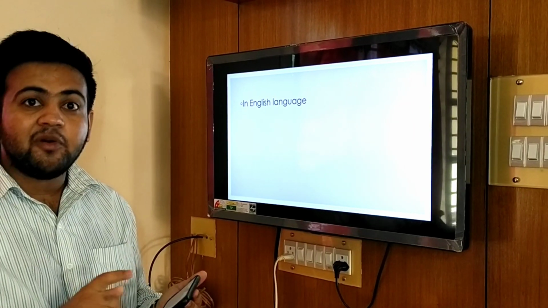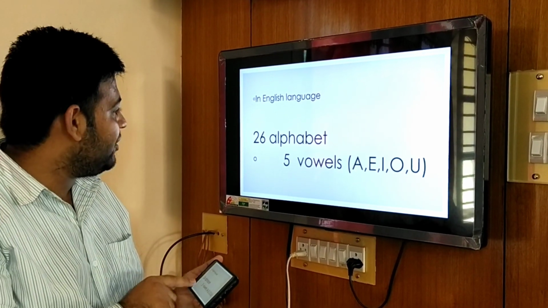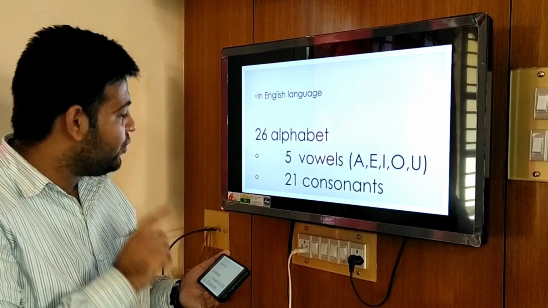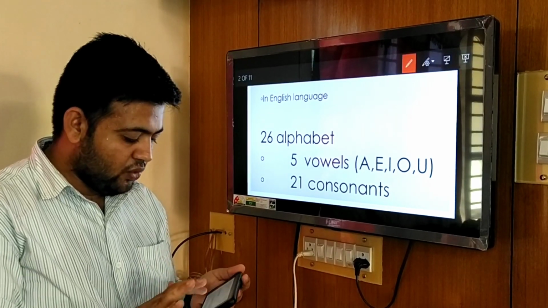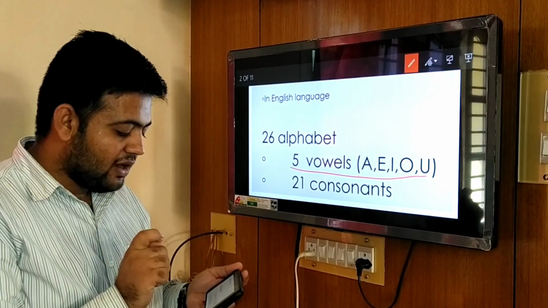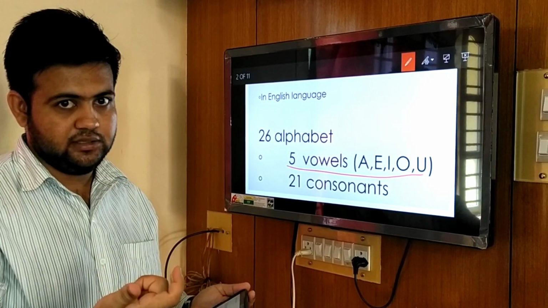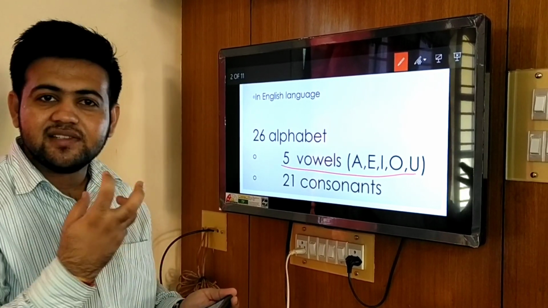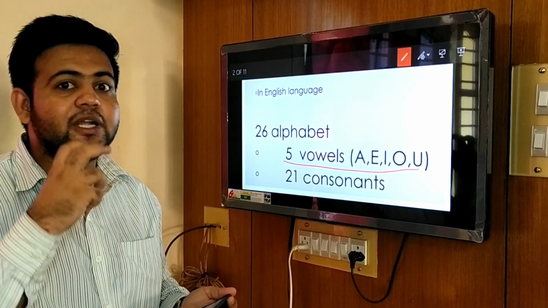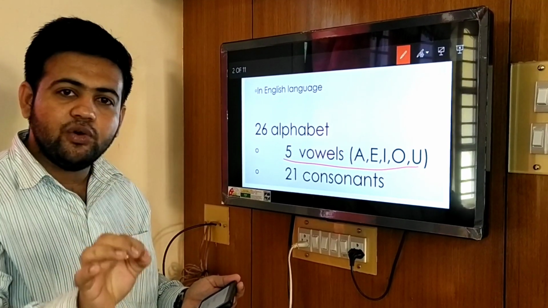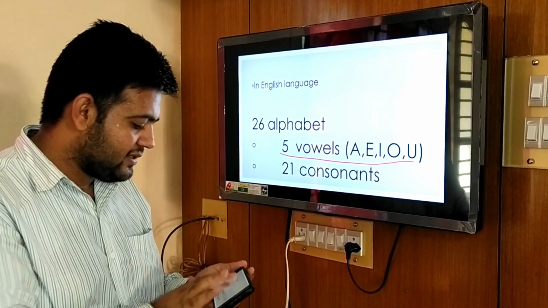So we know from our previous knowledge that the English language has 26 alphabets, which are divided into 5 vowels, one group, and 21 consonants. We already know the 5 vowels are A, E, I, O, U, right? We already know the sound. So what are vowels and what are consonants? Vowels means swara, consonant means vyanjan, right? There is a particular sound for every alphabet in English. So A, E, I, O, U come under vowels and the 21 others are consonants. Is that clear? Next.